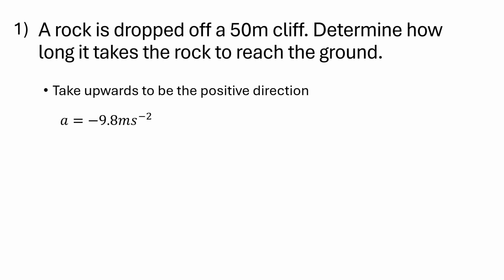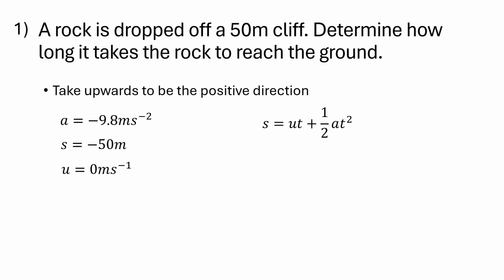Displacement, that's downwards, so it'll be negative 50 meters. The rock is dropped, so what that means for our initial velocity is that it will be 0 meters per second. So let's think about what equations we can use that have acceleration, displacement, initial velocity, and we're trying to work out time. So A, S, U, and T.